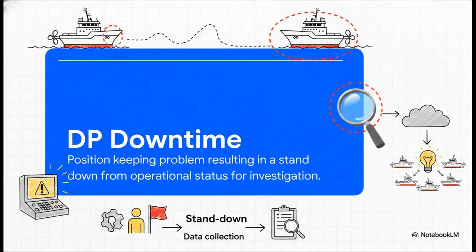Picture this. You're on watch, and you notice a position-keeping issue or a loss of redundancy. It doesn't warrant slamming the red or yellow alert buttons, but you've lost confidence in the system, so you stand down to investigate. You haven't lost position, but listen to me. Logging this downtime is absolutely crucial. It has to be recorded so the entire fleet can learn from that specific loss of redundancy.